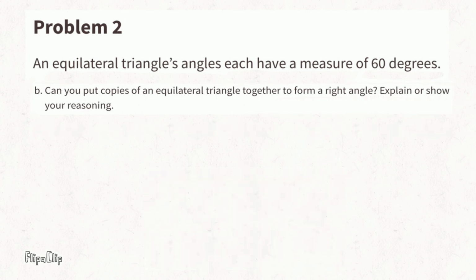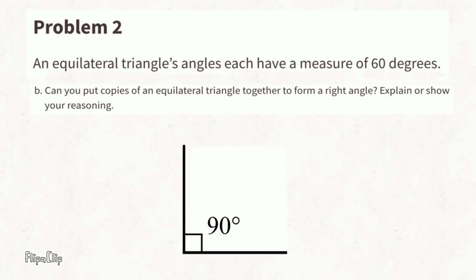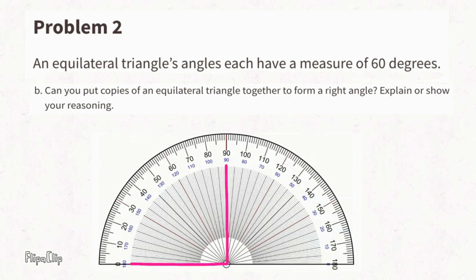B. Can you put copies of an equilateral triangle together to form a right angle? Explain or show your reasoning. Remember, a right angle measures 90 degrees, and we just figured out that an equilateral triangle measures 60 degrees. Let's put one equilateral triangle inside here and see how much space it takes. Just one equilateral triangle takes up 60 degrees out of the right angle's 90 degrees.